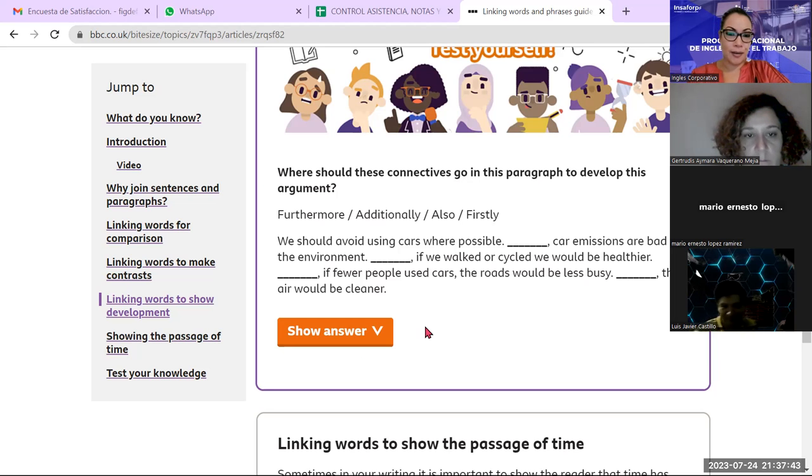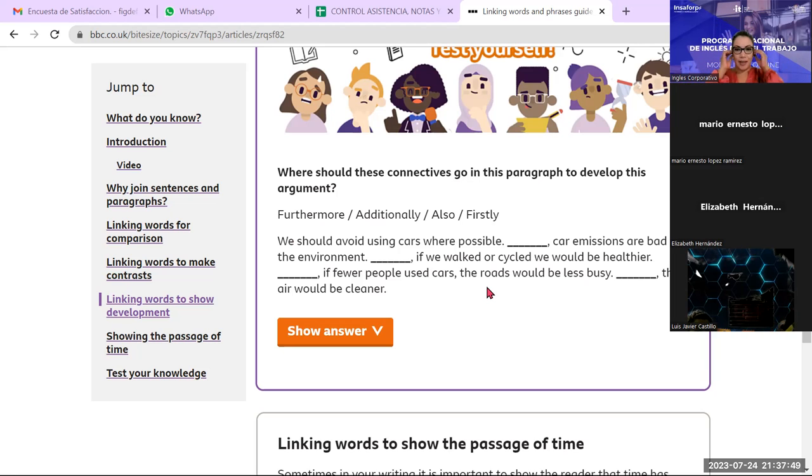Okay, so what do you think? How does it go? ¿Cómo va el párrafo? Can you read it?